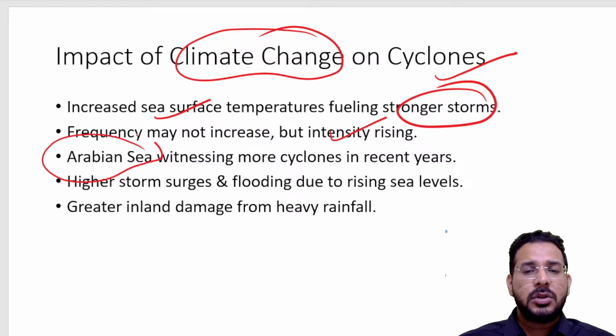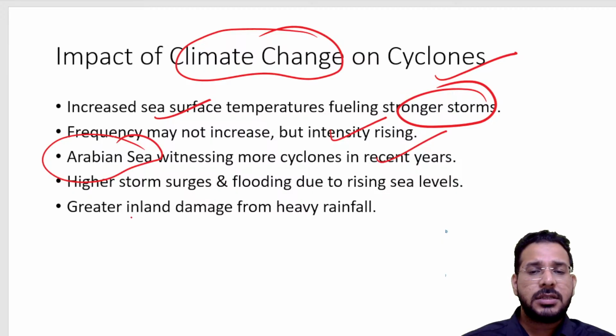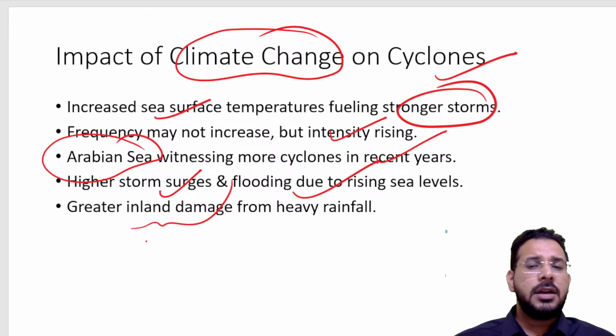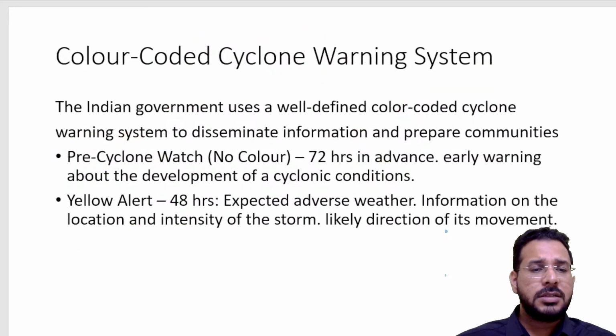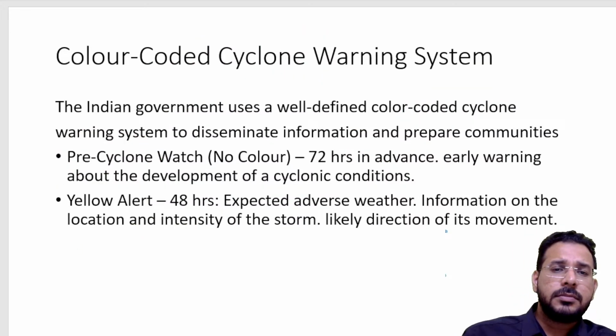The Arabian Sea is also witnessing more cyclones in recent years, risking the lives of coastal region people. High storm surges and flooding are also seen because of climate change, and greater inland drainage from heavy rainfall. So all these are seen because of the cyclones.